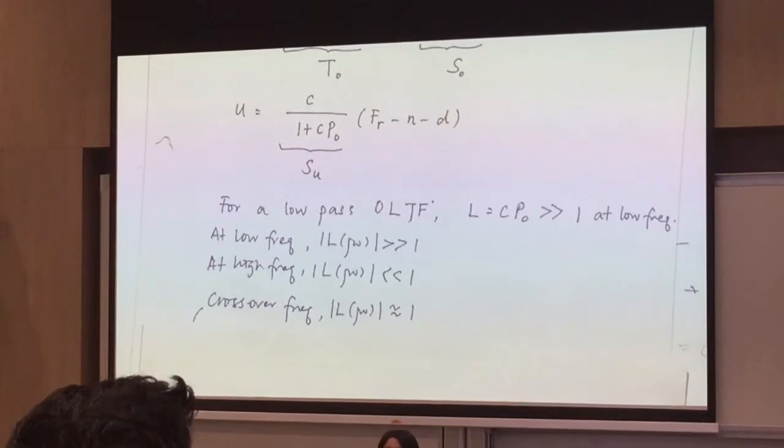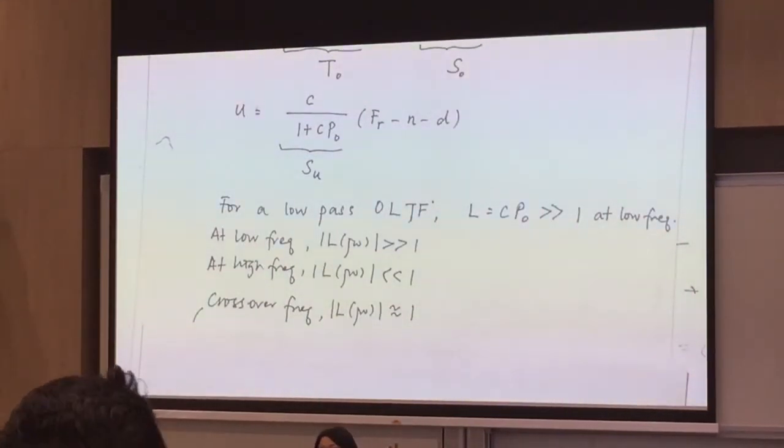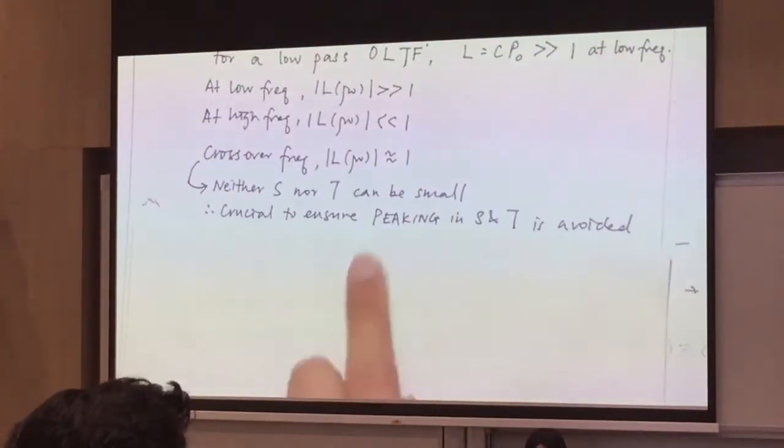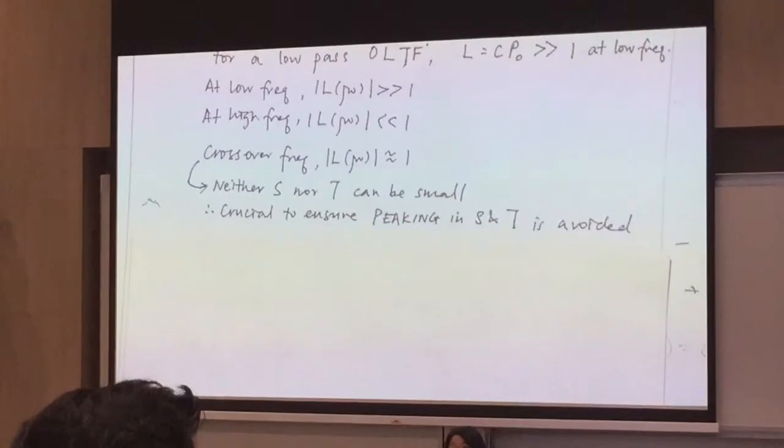They are actually very big, because SM is inversely related to S, and RM is inversely related to T. So it's important to ensure that peaking between S and T is avoided. This is how sensitivity functions relate to stability margins.